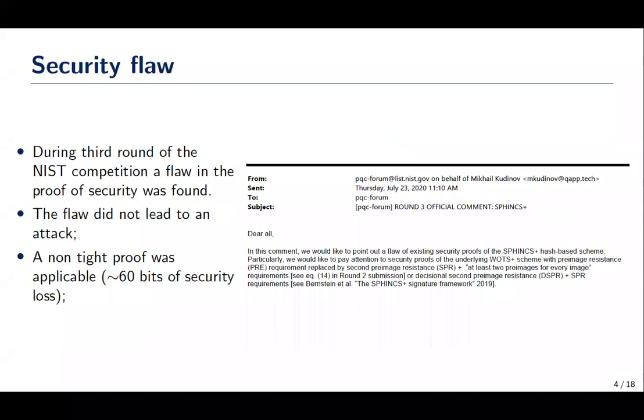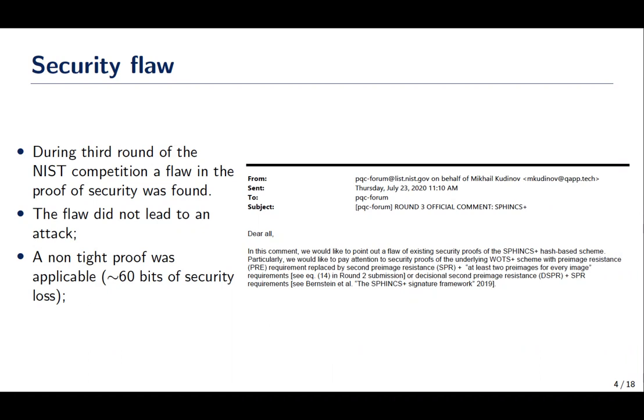So during the third round, there was a security flaw found in the proof of security. This flaw didn't lead to an attack. There was still a non-tight proof, which was still applicable. But using that proof would lead to around 60 bits of security loss. So our aim was to recover a tight security proof.